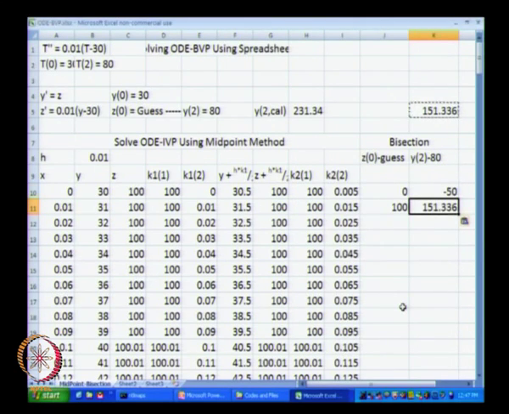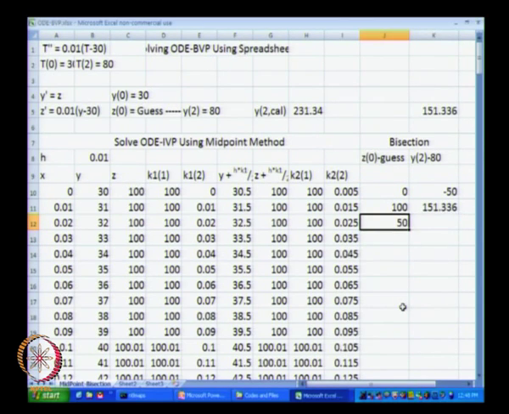Okay. So, what we have is with Z0 guess equal to 0, our temperature was 30 degrees, or the deviation from the 80 degrees boundary was minus 50. The deviation from the 80 degrees boundary using an initial guess of 100 was 151. So, now we are going to shoot at the midpoint between the two. That shoot is going to be equal to the previous guess plus the next guess divided by 2. So, the new shot is going to be 50.